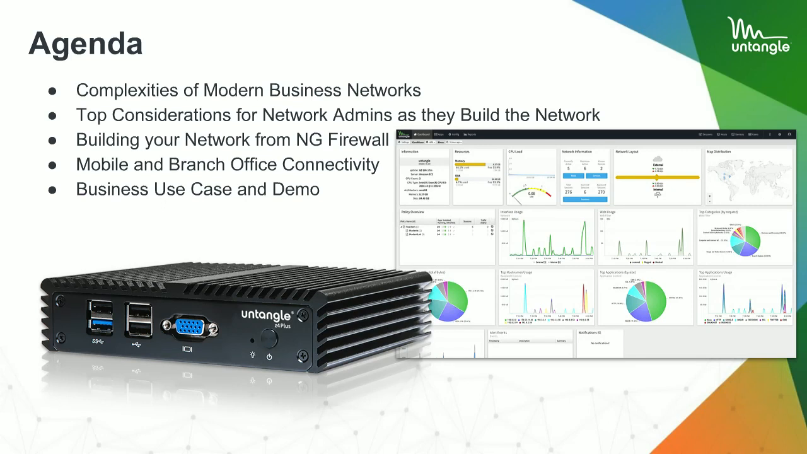We'll then talk about some considerations for admins as they start to build their network. And then we'll move into building the actual NG firewall configuration. We'll take a look at mobile and branch office connectivity options. And then we'll put it all together using a simple business use case to demonstrate how all this ties together.